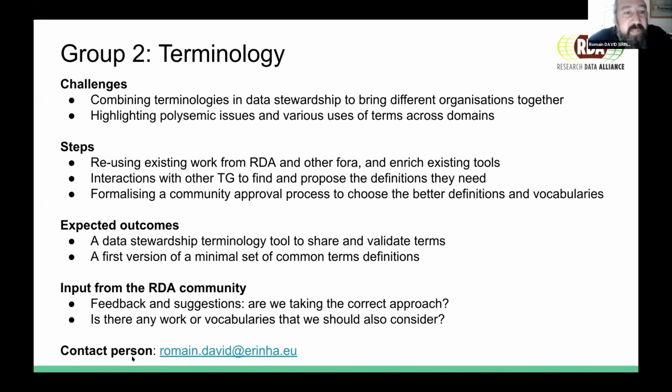So the steps are to reuse existing works from RDA first, and other fora, and enrich existing tools if possible. Promote interaction with other task groups and working groups in RDA to find and propose the definitions they need, and formalize a community approval process to choose the better definitions and vocabularies. A data steward terminology is expected, and a tool to share and validate terms. And a first version of a minimal set of common term definitions will be shared in RDA.